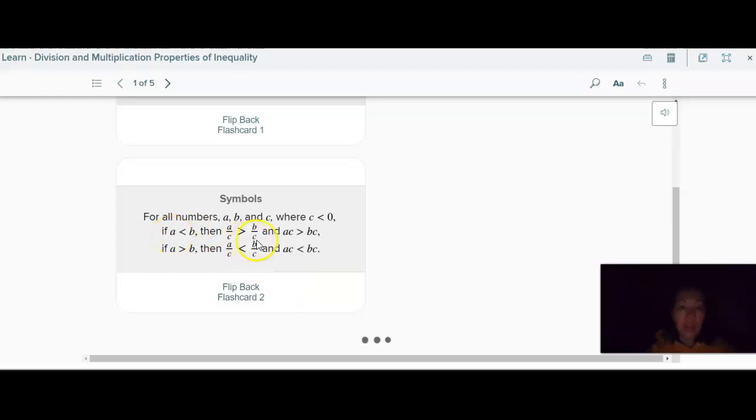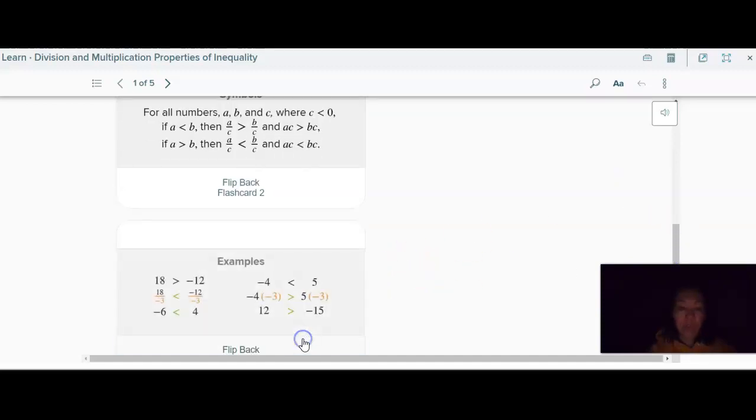So if I multiply or divide the inequality by a negative number, I have to switch the symbol. For instance, take the inequality negative 4 is less than 5 and multiply both sides by negative 3. We have to flip the symbol for it to stay true, because if I kept it the same, 12 is not less than negative 15. Same with dividing. If I divide both sides by a negative number, the symbol has to flip, because negative 6 is less than 4, not greater than 4.